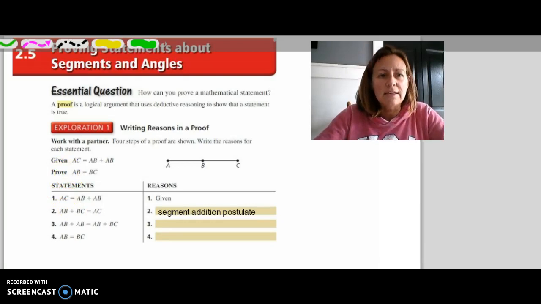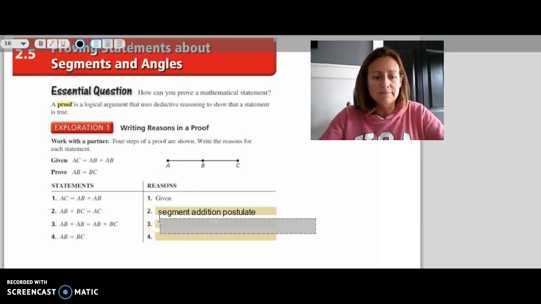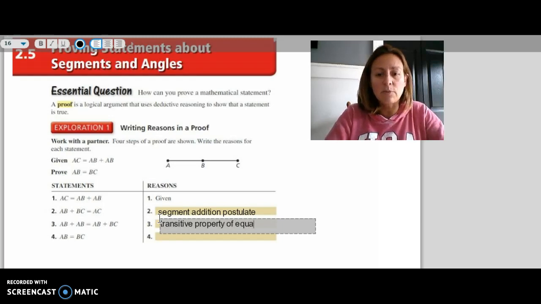So we're going to say that this statement number 3 is true because of the transitive property. I'm going to put that in right here. It's the transitive property of equality.